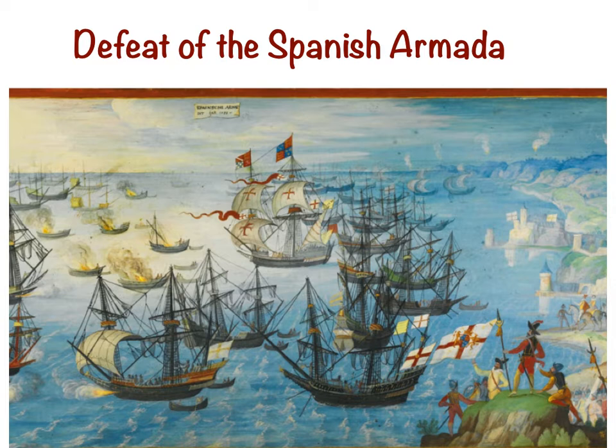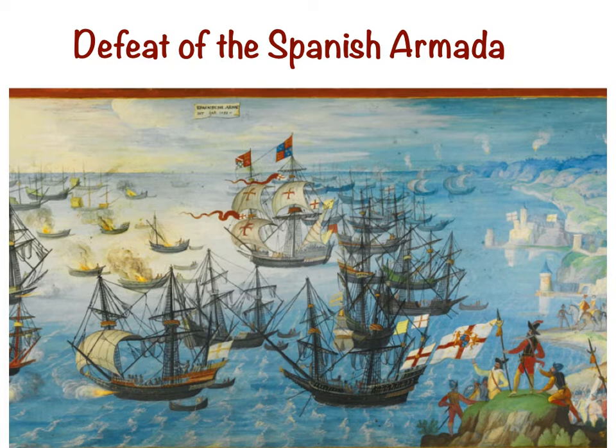So the Spanish decide that they're going to bring their armada to England. They're going to attack and basically force them to become Catholics again. This does not go well for the Spanish. The English had created these tiny little ships, as you can kind of see in this picture where you have these small little ships here. And the Spanish had these gigantic, huge vessels.